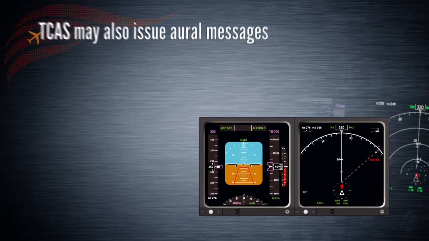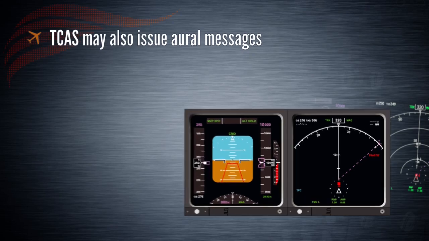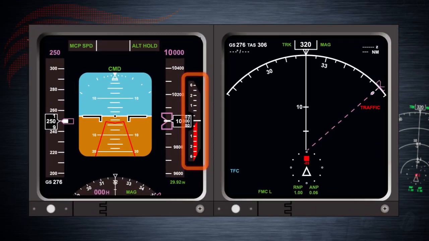TCAS may also issue oral messages to reduce vertical speed. "Adjust vertical speed. Adjust." This resolution advisory requires that the pilot reduce the aircraft's vertical speed. This may be triggered both as an initial resolution advisory and as a weakening resolution advisory.